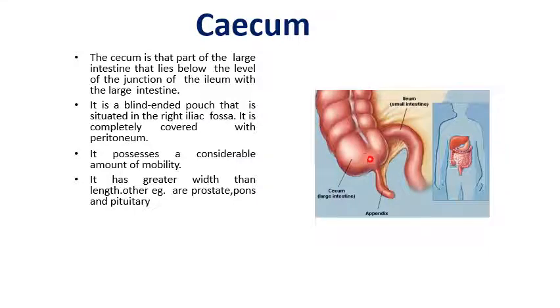Its width is greater than its length, and this type of greater width than length can be seen in a few other organs. What are these? These are the prostate, pons, and pituitary. So this point is important.